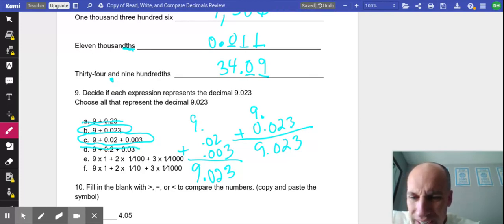9 times 1 is 9, that's good. 2 times 100th would be 2 hundredths. 3 times 1,000th would be 3 thousandths. So that one would work. It's going to give me all the answers that are in C individually. And the last one is 2 tenths, so that one's going to be wrong.